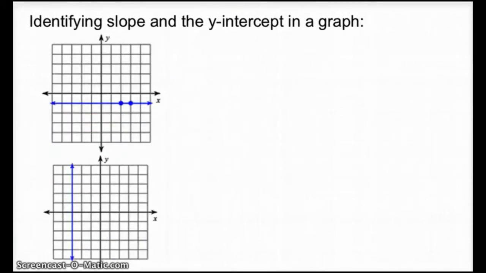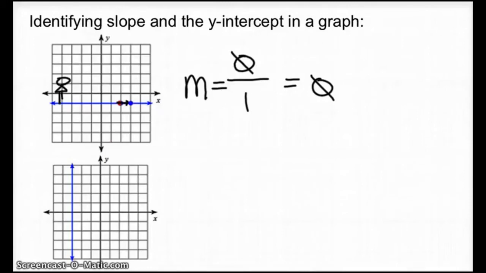Starting at my most left point, I'm going to go to the next one. I notice that I go up and down none. So rise is 0 and run is 1. If I use my calculator and do 0 divided by 1, it's going to equal 0. So the slope of that line is 0. Also, if you were a person, you could walk across this line, right? I can walk across the ground.